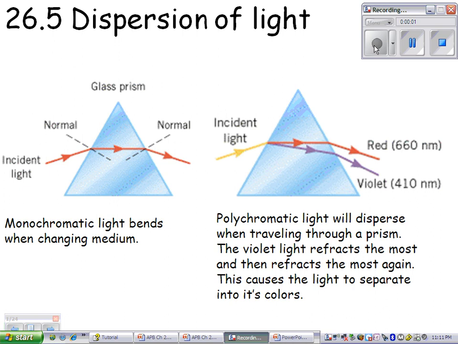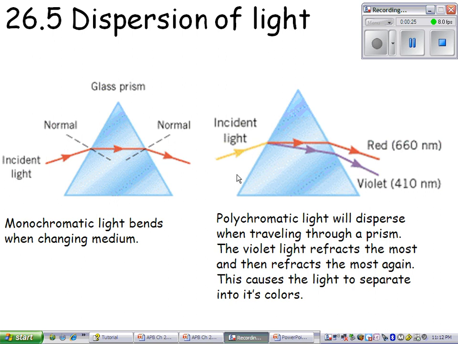In this video, we're going to discuss dispersion of light. At this point, we've looked at refraction of light through glass, and we've looked at monochromatic light, where you have one color of light coming in, hits the normal line, and bends. In this case, when you go from air into glass, it bends towards the normal. Then when you go from glass into air, it bends away from the normal. So in the case of a prism, it bends down and down again.